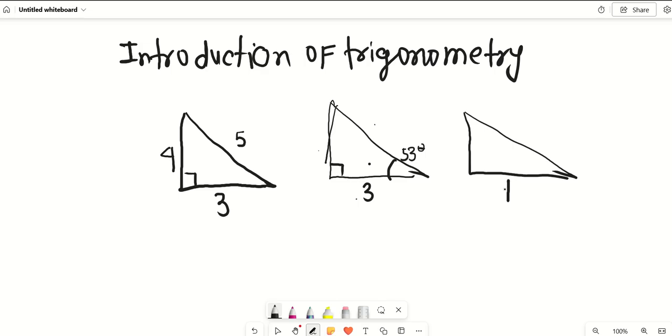That is tricky, but take some more cases. Let's say it's a 7, right? And this is 30 degree, then how can we get this one or this one? So in this case, trigonometry will come into the picture. How? Let's see.